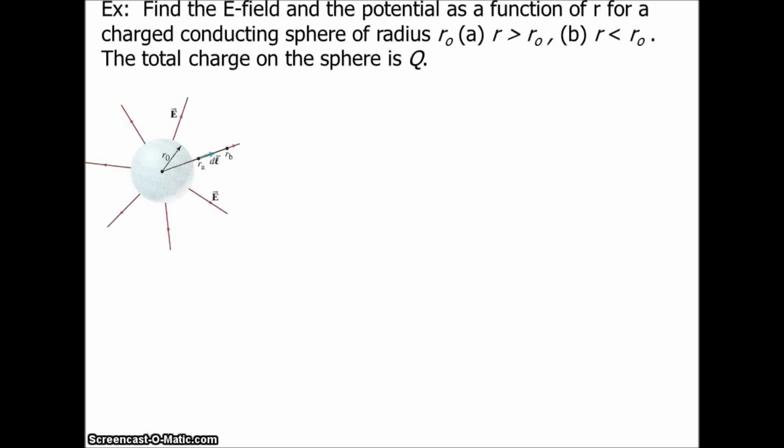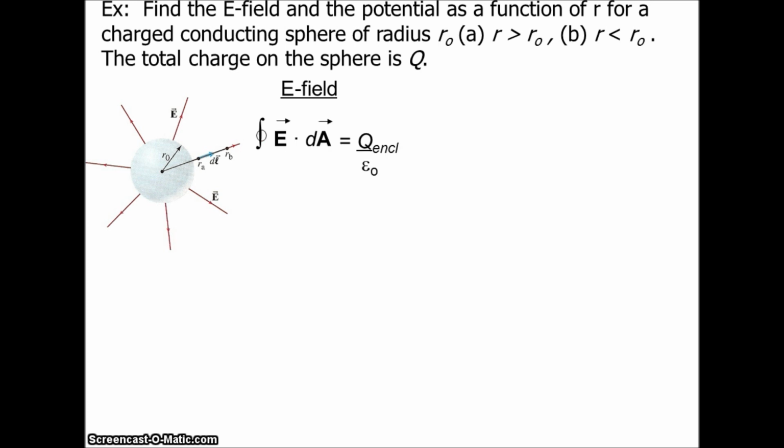Let's look at another example. Let's find the E field and the potential as a function of R for a charged conducting sphere of radius R naught. We're going to be looking at R greater than R naught, and at R less than R naught. The total charge on this sphere is Q. Start off with the E field.